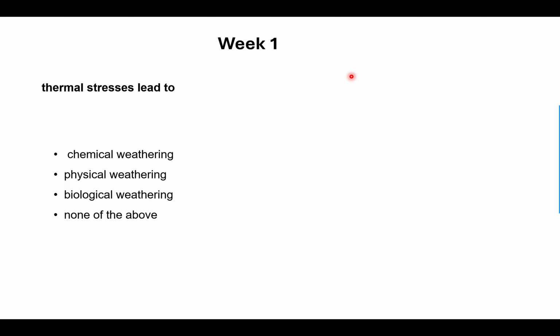Thermal stresses lead to what? Is it chemical weathering, physical, biological or none of the above? It's mostly physical weathering, similar to ocean waves. Thermal stress is basically heating and cooling of the rocks. That heating and cooling leads to expansion and contraction of the rocks, and in the long run leads to splitting of rocks and weathering. So it's more of a physical process.